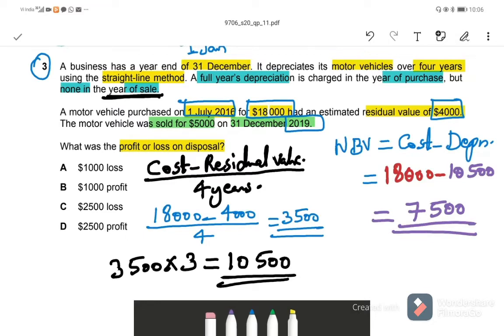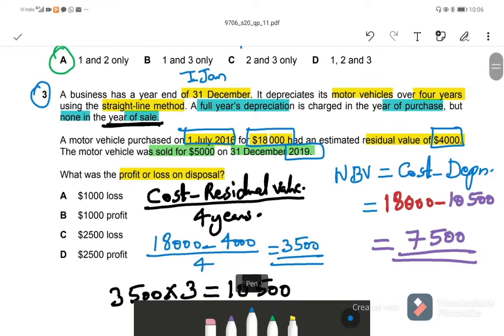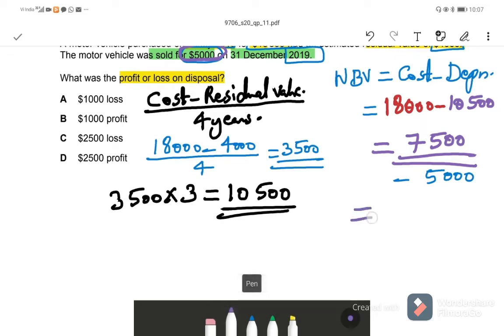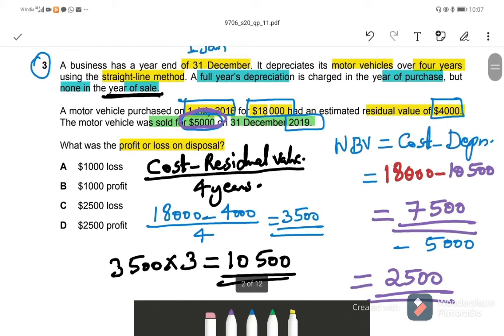But the business sold the item. What is the price? 5,000 is the selling price. Business sold the item for 5,000, but the motor vehicle net book value is 7,500. The business received only 5,000. So the business got less amount. It means that is the loss. How much is the loss? 7,500 minus 5,000 is equal to, how much does it come? 2,500 is the loss. So the correct answer is C, 2,500.